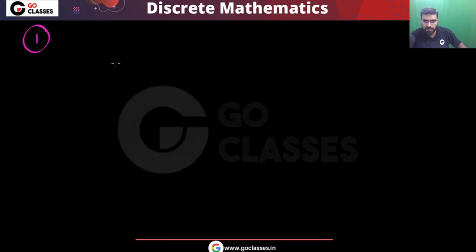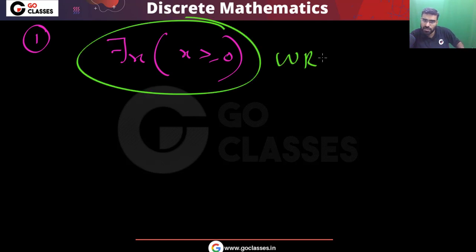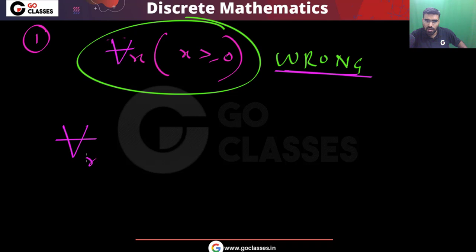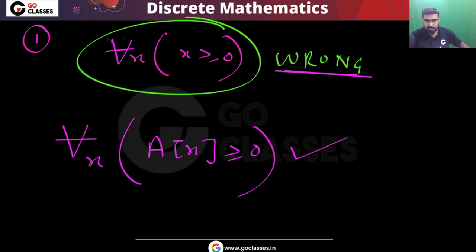For the first part, this is a common mistake. If your answer is for all x, x is greater than 0, then this is a wrong answer. And if your answer is for all x, x greater than or equal to 0, then that is also a wrong answer. And if your answer is for all x, A of x is greater than or equal to 0, then this is the right answer. So this is the point I want to tell you.